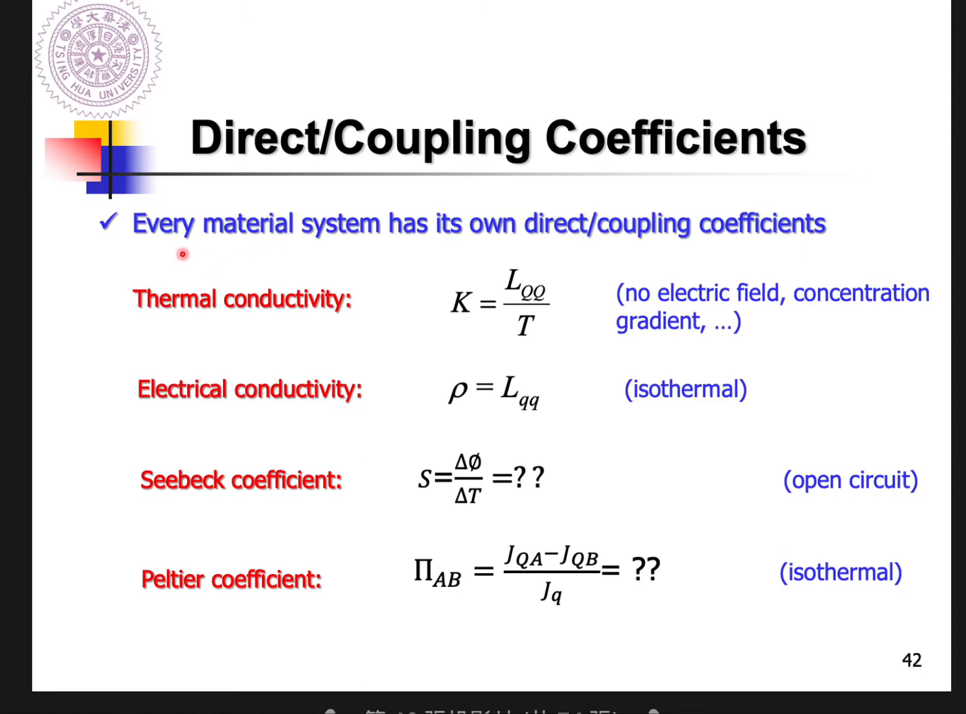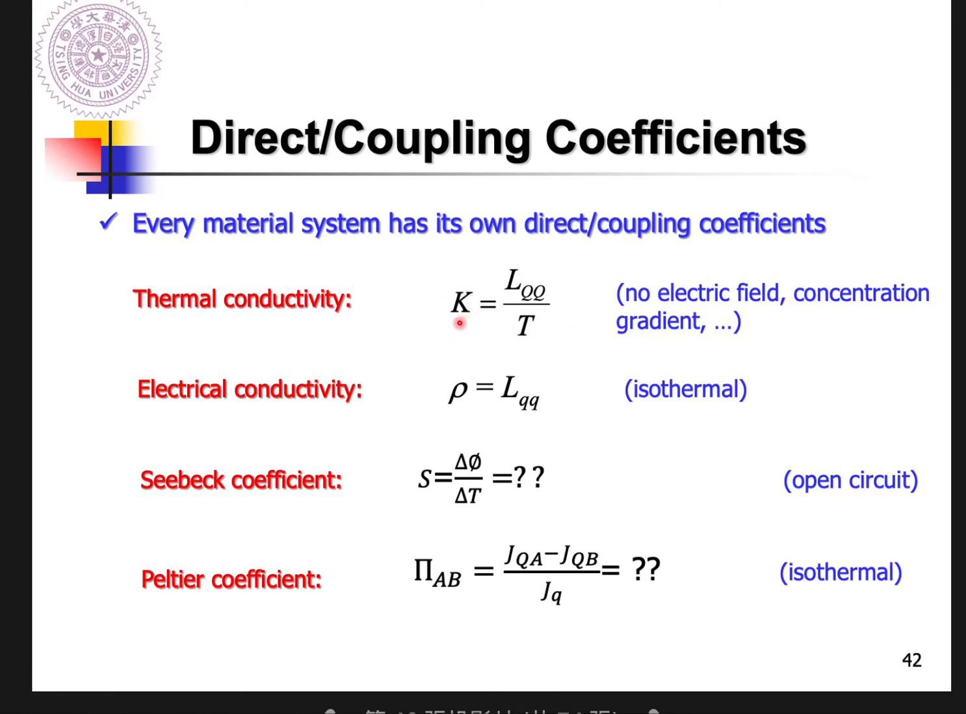Before we talk about this, we need to remember that every material system has its own direct and coupling coefficient, and this coefficient is definitely related to intrinsic material property. But what type of intrinsic material property, that's what we want to know, right? So following, we explain what kind of intrinsic material property is related to L capital Q, and what kind is related to L small q. The first one we want to demonstrate is the thermal conductivity kappa. Kappa is related to L capital Q divided by T.